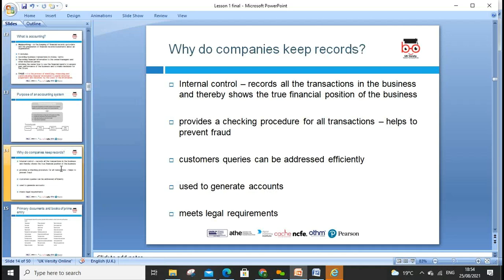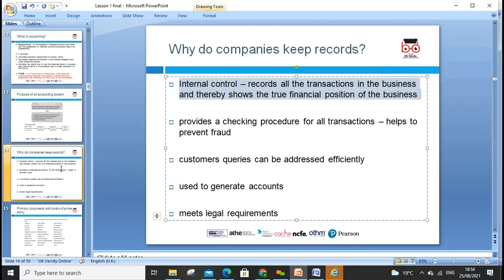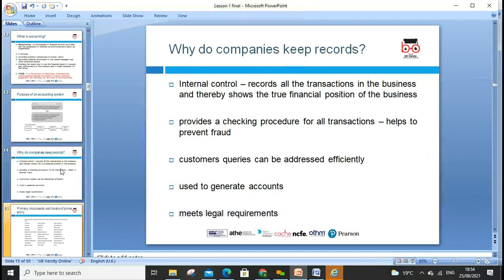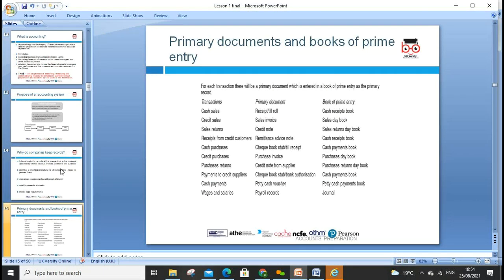So accounting, why does a company keep records? Why do we need to record the transactions? For internal control, to provide procedures for all transactions, so customer queries can be addressed, to generate accounts, and to meet the legal requirements. So that's why we prepare accounts. There is no other purpose, it is because we have to.